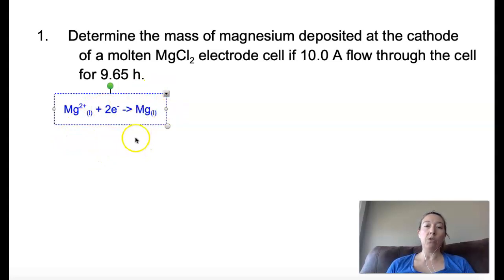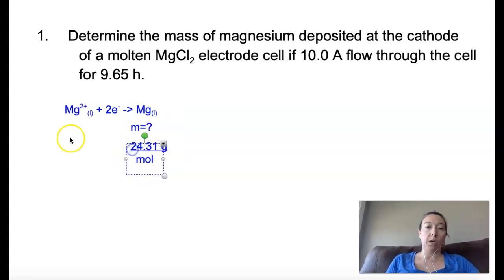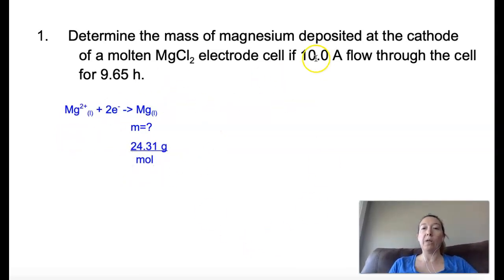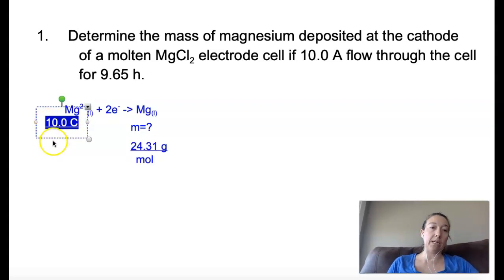So we are trying to find the mass of the magnesium. Because we have mass, we need the molar mass, which is 24.31 grams per mole. Other information that we have: the current is 10 amps. Remember, when dealing with current, instead of writing it as amps, we write it as a coulomb over a second. We also have the time given as 9.65 hours.